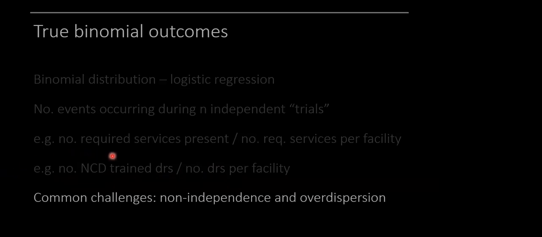And when you're working with true binomial data, there's more room for problems to creep in, because you can have problems of non-independence, where the trials aren't truly independent, and something called over-dispersion, which is kind of analogous to heteroscedasticity, but we won't go into the details.